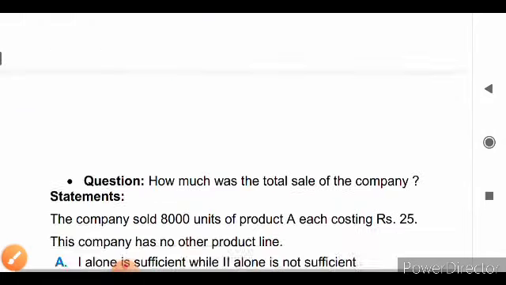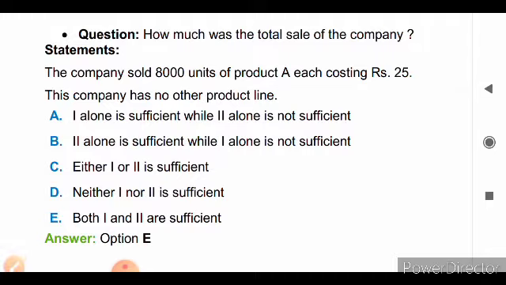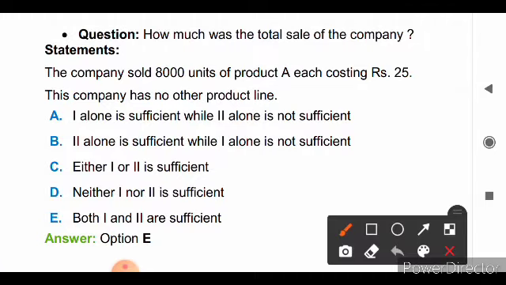Next question is, how much was the total sale of the company? Statement 1 is the company sold 8,000 units of product A, each costing rupees 25. And statement 2 is this company has no other product line. So from statement 1, the total sale of product A is 8,000 multiplied by 25. So here the sale of A comes to 2 lakh.